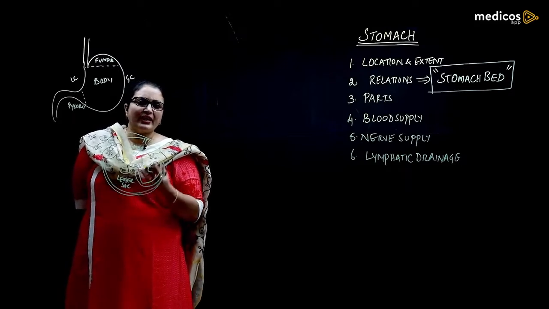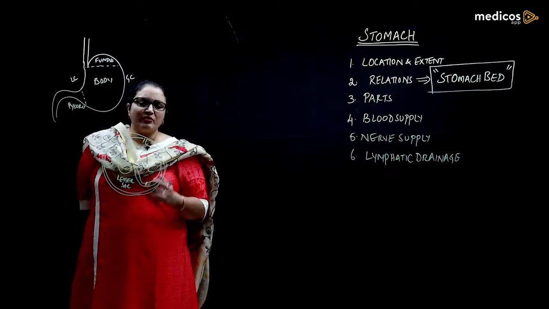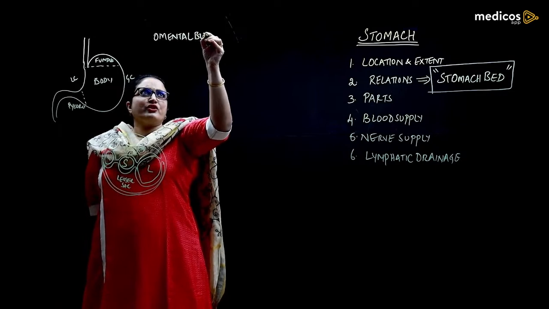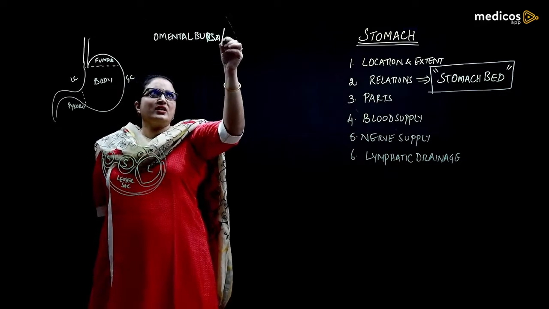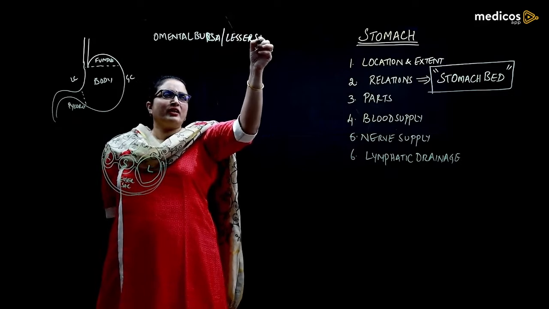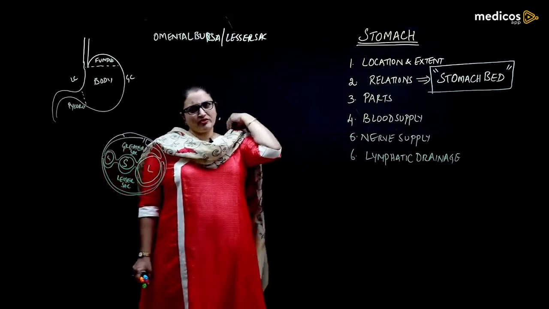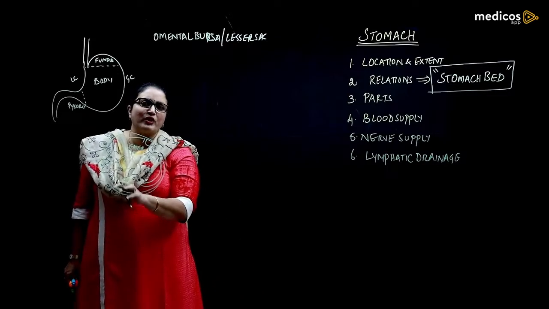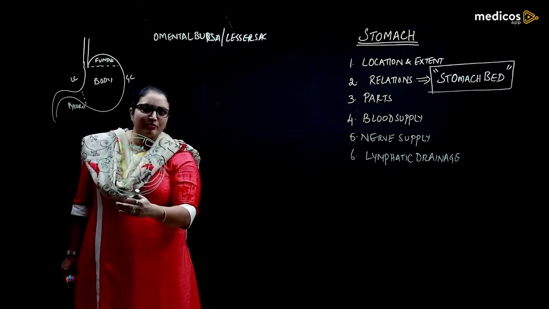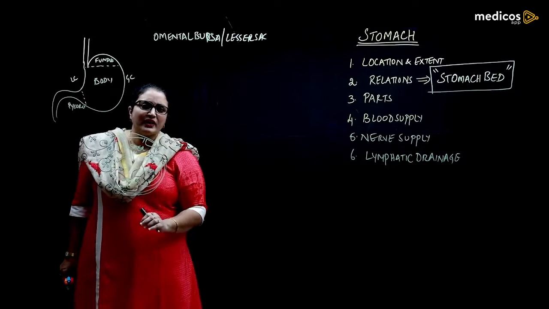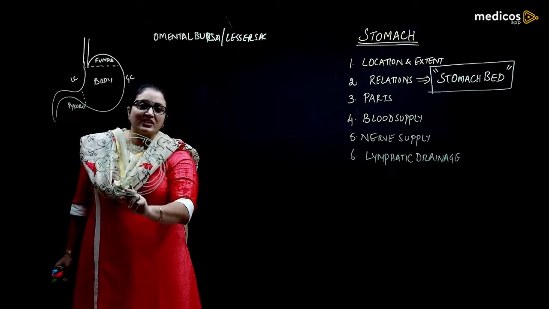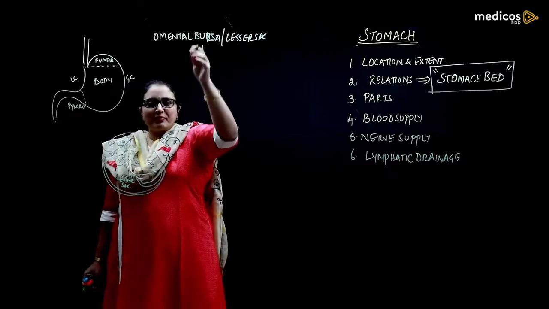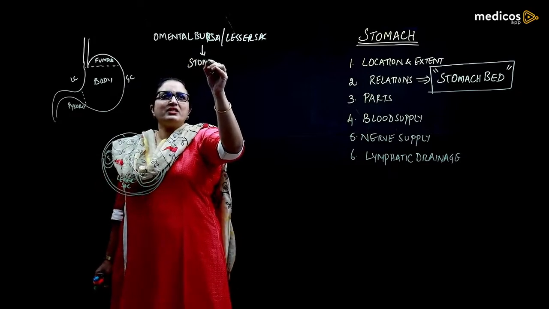Since this forms a bed or a bursa for the stomach, you also call it the omental bursa. So the lesser sac is also referred to as the omental bursa, and this is in relation to the posterior inferior surface of the stomach. Just behind the lesser sac, behind the parietal peritoneum, there are certain retroperitoneal structures which form the bed for the stomach. That is why the structures beneath the omental bursa are called stomach bed structures.